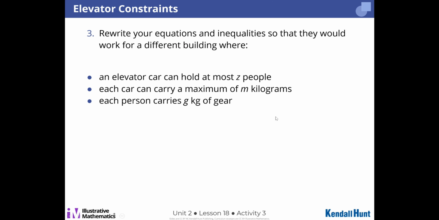And rewrite your equations and inequalities so that they would work for a different building where an elevator car has at most Z people. Each car can carry a maximum of M kilograms, and each person can carry G kilograms of gear.